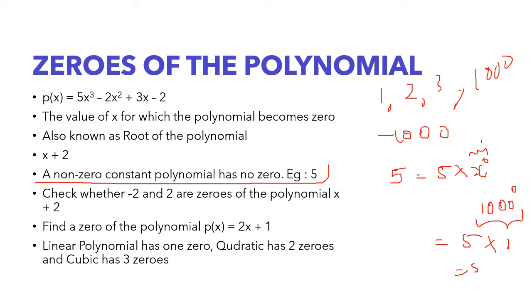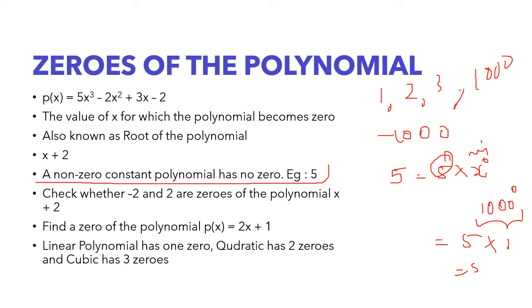You cannot change it. Even if you put the value of x as 1 lakh or 10 lakh or crores or millions or billions or trillions or zillions, no matter what, it would be showing as the constant value that you have put over here. The reason is very simple. Any number raised to the power 0 is 1.